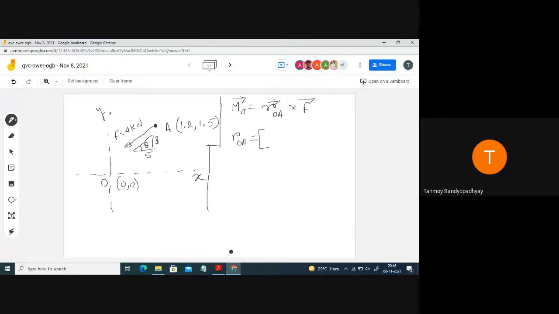So what are A's coordinates? It is 1.2, 1.5 minus the coordinates of the point O, which is 0, 0. So ROA should come out to be something like 1.2 I plus 1.5 J. And similarly, let us calculate what is actually vector F. So vector F will be something like, what will it be?